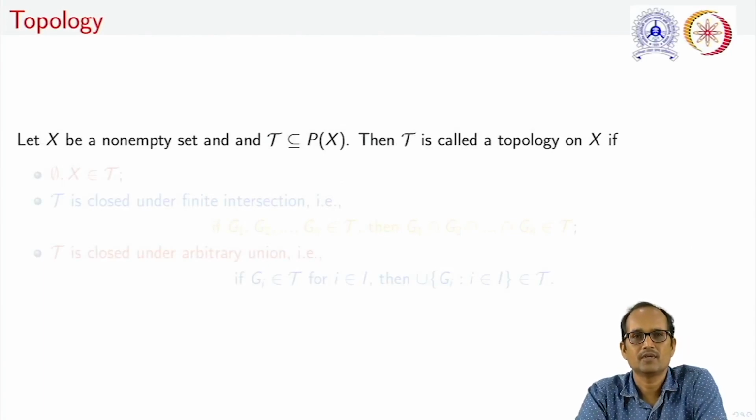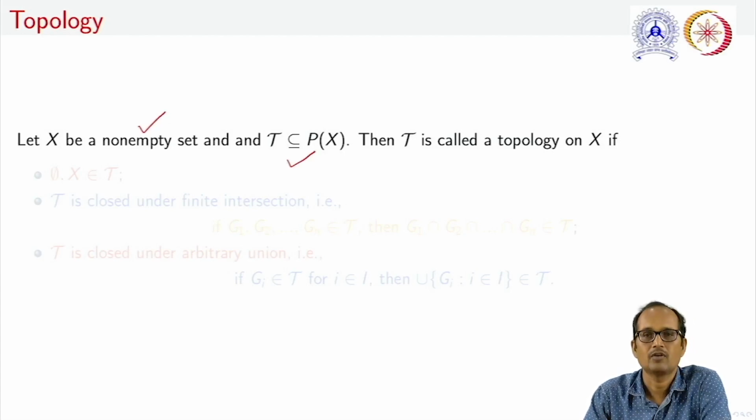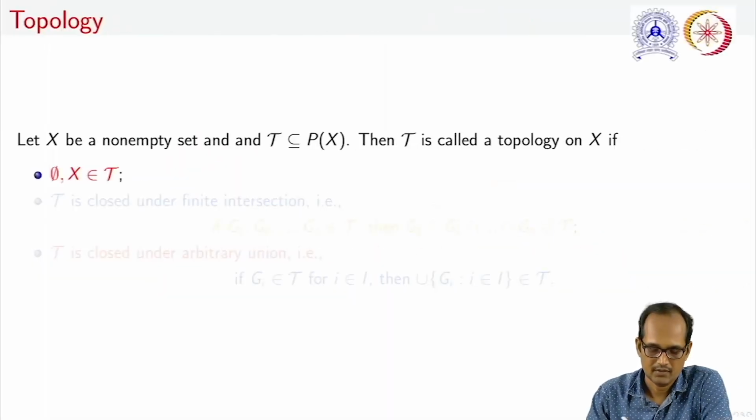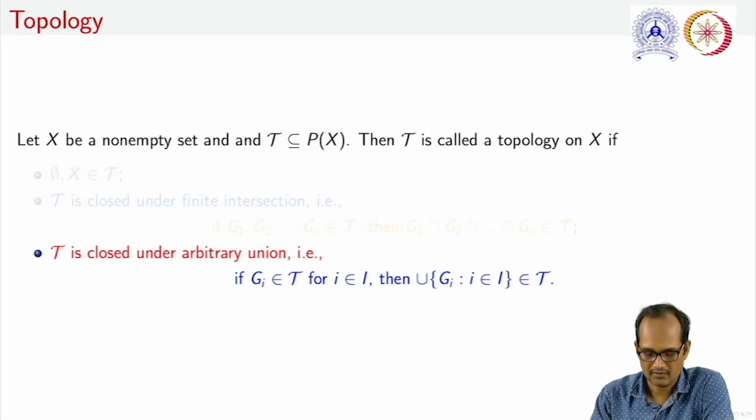So let us begin with the formal definition of topology. Let X be a non-empty set and tau be a subset of power set of X. Then we say that tau is a topology on X if empty set and X are members of tau. Tau is closed under finite intersection, that is, if G1, G2 up to Gn are members of tau, then their intersection, that is G1 intersection G2 intersection up to Gn, also belongs to tau. And tau is closed under arbitrary union, that is, if there is a family of subsets in tau indexed by a set I, then union of Gi, i belongs to I, also belongs to tau.